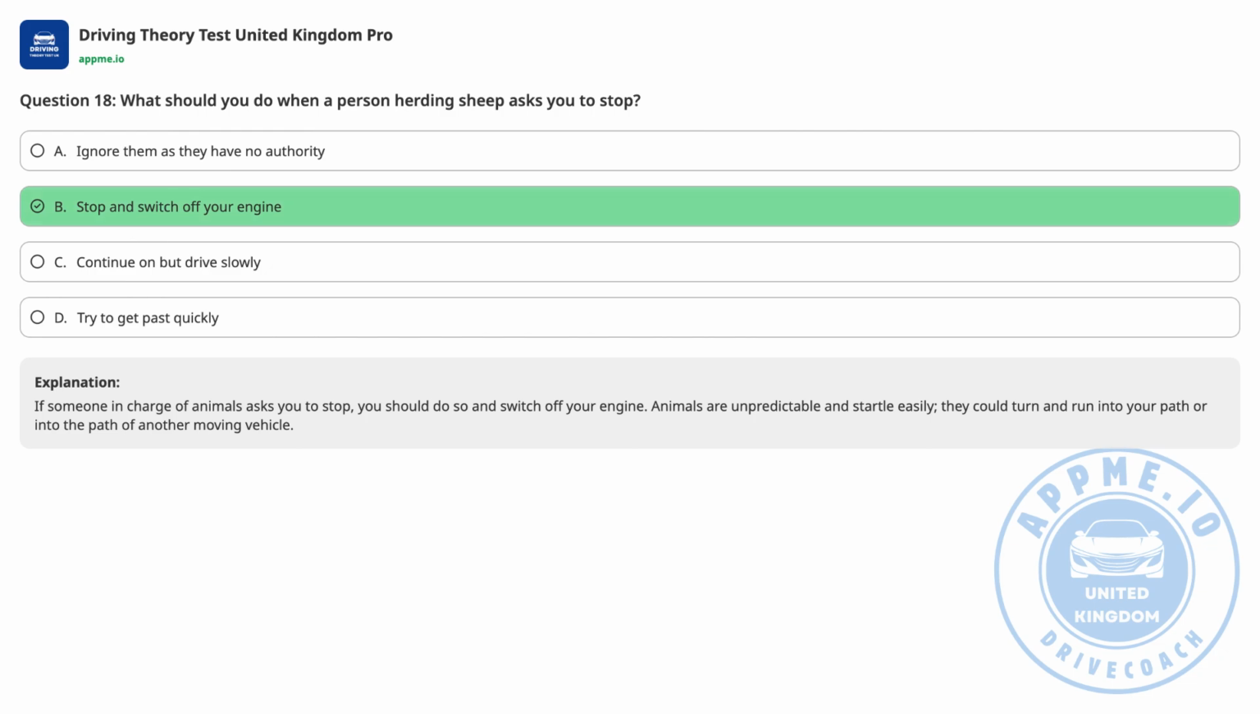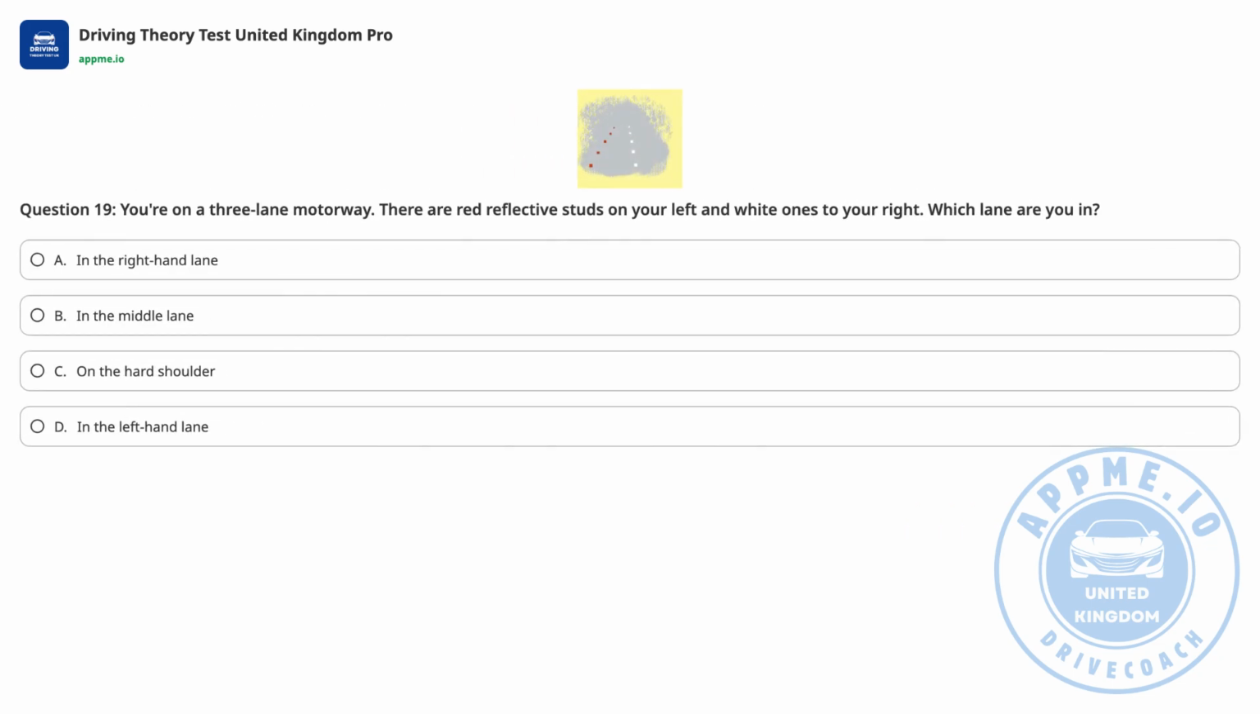The correct answer is B. Question 19. You're on a 3-lane motorway. There are red reflective studs on your left and white ones to your right. Which lane are you in? A. In the right-hand lane. B. In the middle lane. C. On the hard shoulder. D. In the left-hand lane.